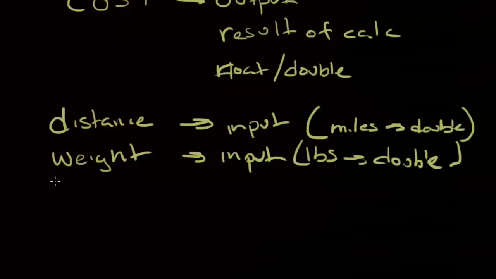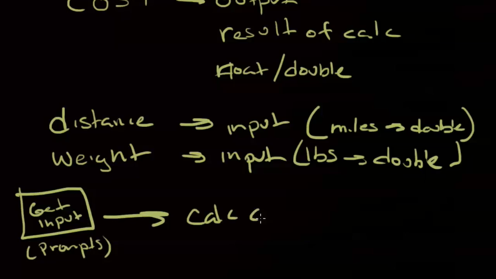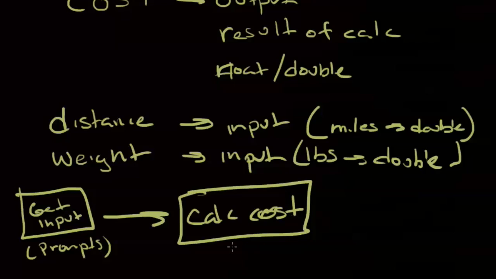So step one in our program is get input, which is going to be prompts. Step two is calculate cost. And step three is going to be output. Now there is some hidden complexity or hidden importance in these prompts.